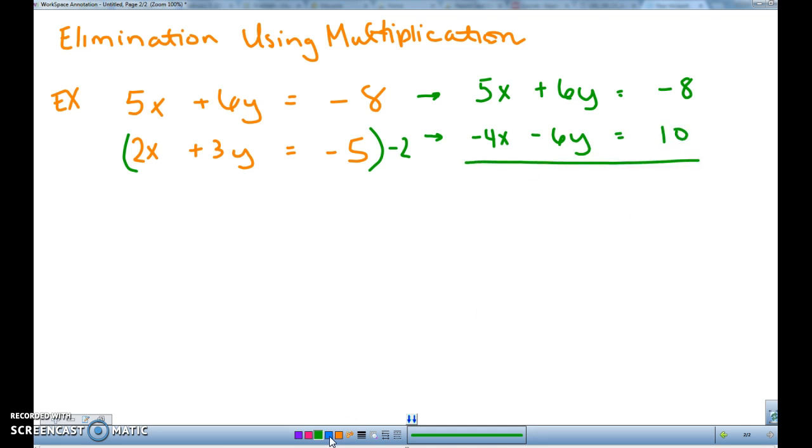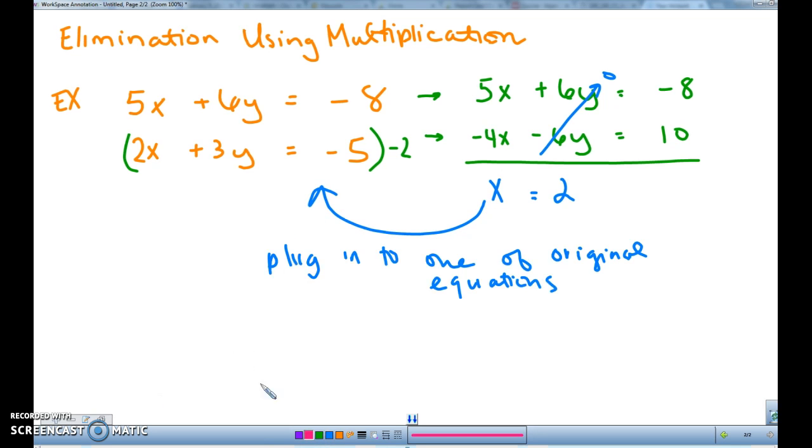From there, I can use the elimination by addition and subtraction that we learned last time, and I add straight down. 5x minus 4x gives me x. These cancel. 10 and negative 8 gives me 2. So I have x equals 2. And then I can plug it into one of my original equations. Let's say I plug it into the second one, because the second one has a little bit easier numbers to manipulate. So 2 times 2 plus 3y equals negative 5.